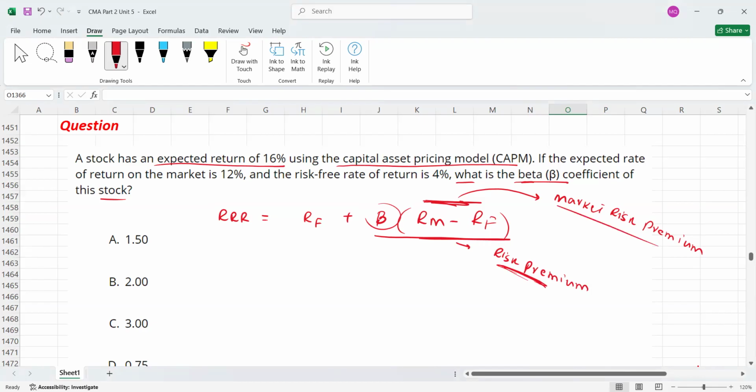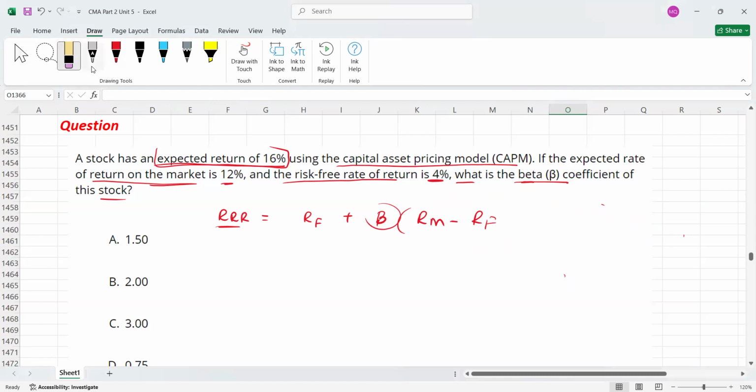So this is the equation of the capital asset pricing model. And this equation we discussed last time, how we use it to calculate the required rate of return for common stockholders. Now here we are discussing the question. A stock has an expected return of 16%. Using the capital asset pricing model, if the expected rate of return on market is 12%, and the risk-free rate of return is 4%, then what is the beta coefficient? So let's solve it now. I'm going to put the data into this equation and we have to find out the beta.